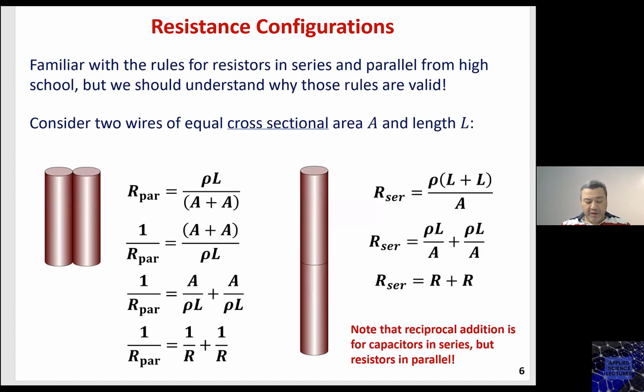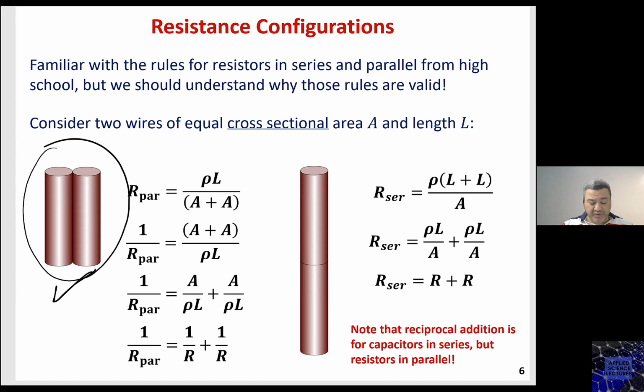Now, if I have two wires that have the same length and I put them beside each other this way, what's going to happen to the total resistance? We know resistivity does not change. However, the resistance here is going to change. How is it going to change? Well, I will call those two wires that are connected this way as in parallel.